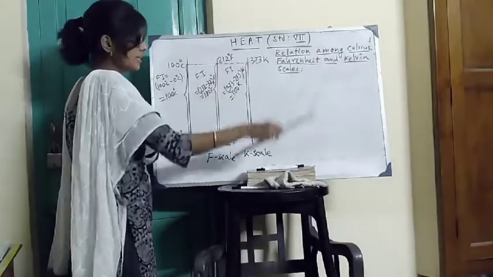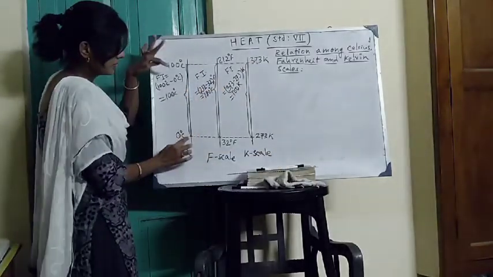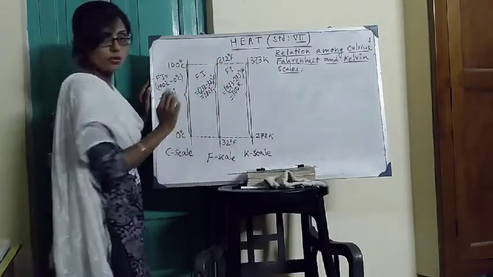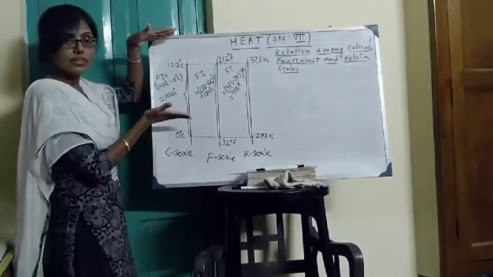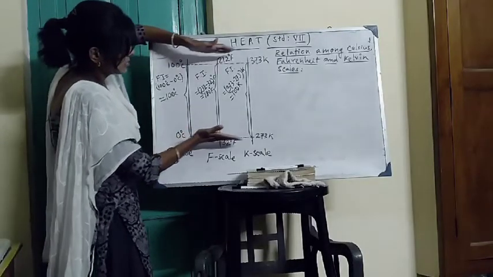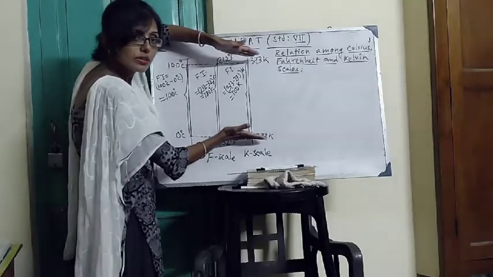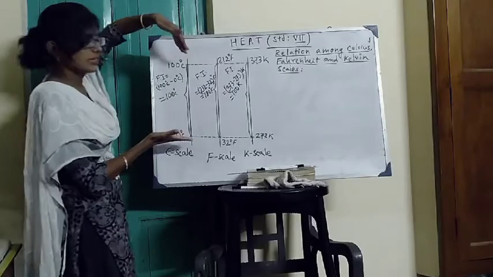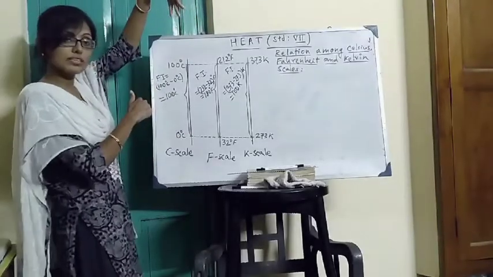Clear, children? Now, if these three temperatures are same, these three temperatures are also same, then according to our diagram, this difference is equal to this one is equal to this one. Okay, what is the name of this difference? Upper fixed point minus lower fixed point, that is the fundamental interval of the temperature scale.